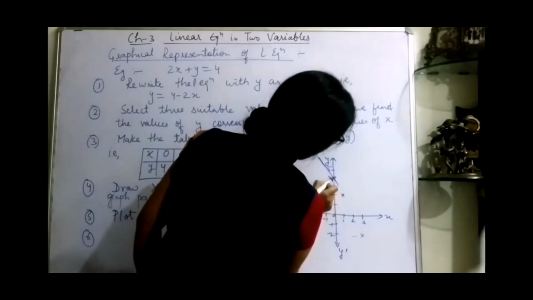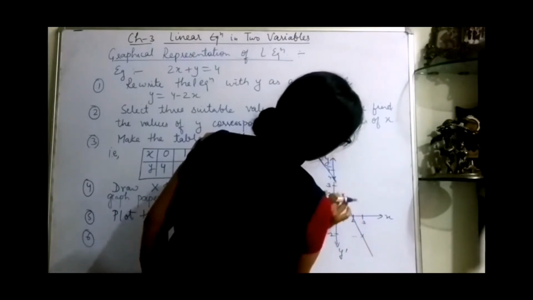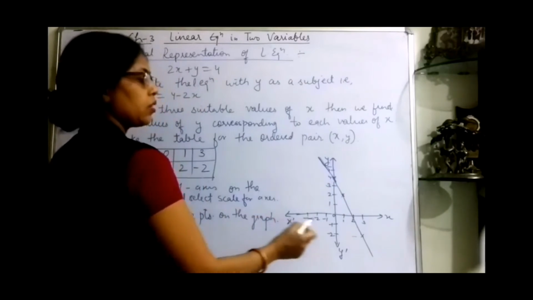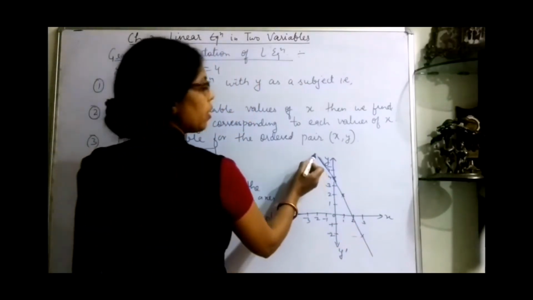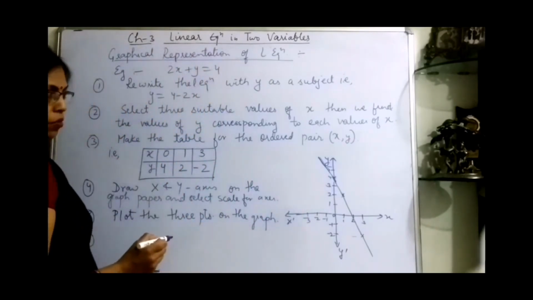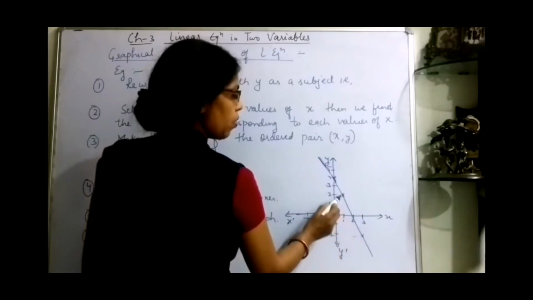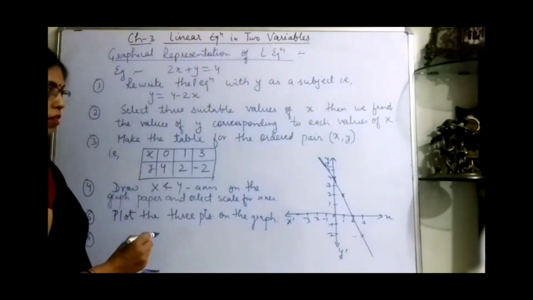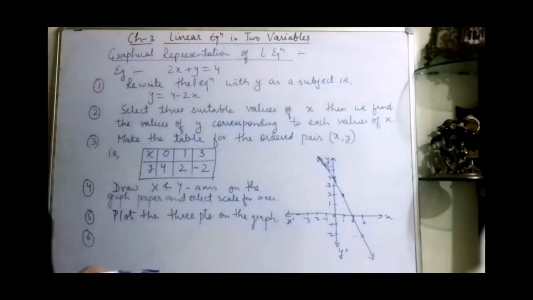Join any 2 points and cross check that the third point lies on the same straight line, right? If you join any 2 points by using a scale, you will get the third point always lying on the same straight line, right? So in this way you can plot the linear equation on the graph paper.